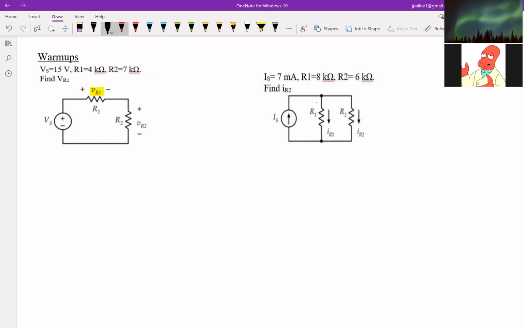Okay, so let's take a look at what we have here. We see that it's one loop, and we see everything is in series, and we notice we have one battery source, V of S, and we're trying to find one voltage value. To find this, we'll go ahead and use a, what are we going to use?